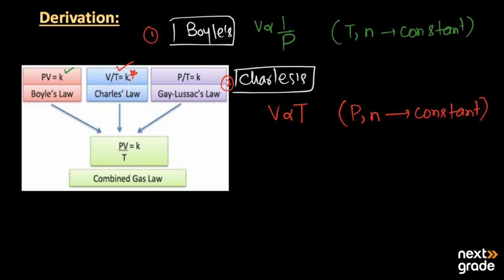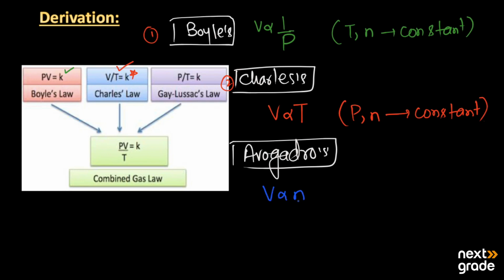After that, we have the third law, which is Avogadro's law. In Avogadro's law, we learned that the volume of a given mass of gas is directly proportional to the number of moles. And here we have to keep pressure and temperature both constant. So how do we keep them constant? We are not going to change these values.